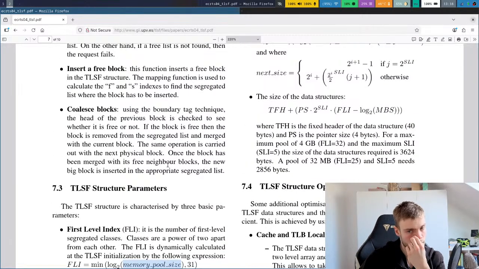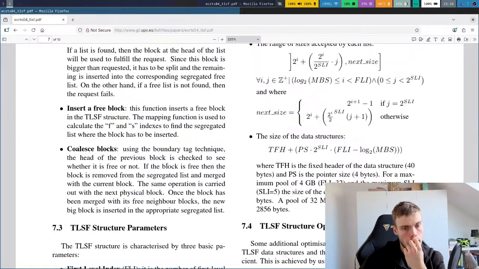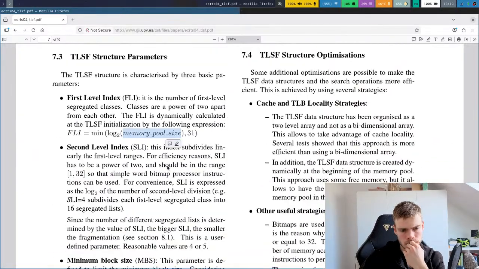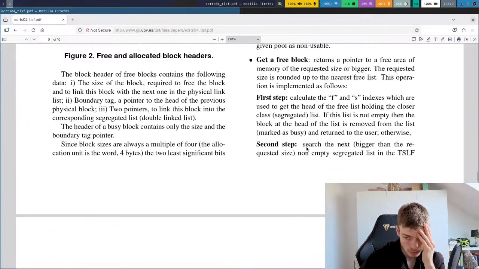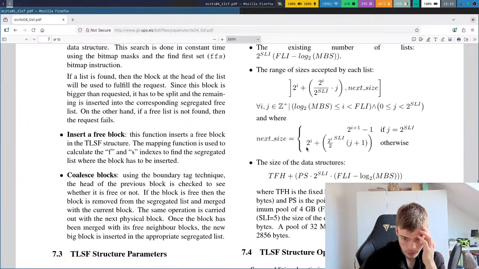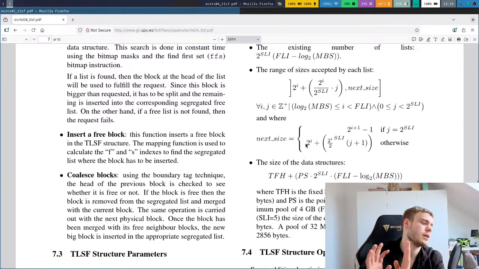Okay, so you're always getting the roundup here. Get a free block, requested size rounded up to the next size, which just gives you the entire thing. This is also why you need to store the size in the head.